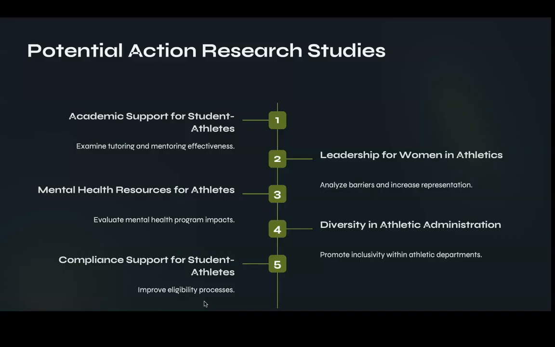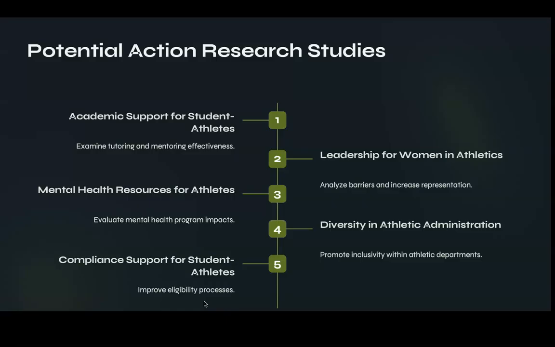The different action research studies that I would specifically write on would be one, improving academic support for student athletes, examining the effectiveness of tutoring and mentor programs to enhance student athlete academic success. Enhancing leadership opportunities for women in collegiate athletics, analyzing barriers and implementing strategies to increase women's representation in athletic leadership roles, is something that resonates very deeply with me. Also, the impact of mental health resources on athletes' performance.